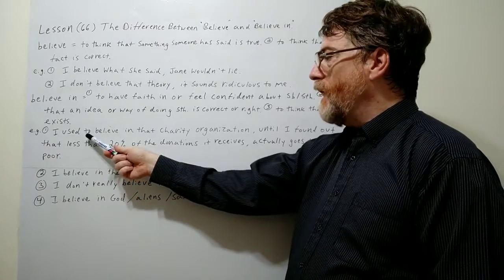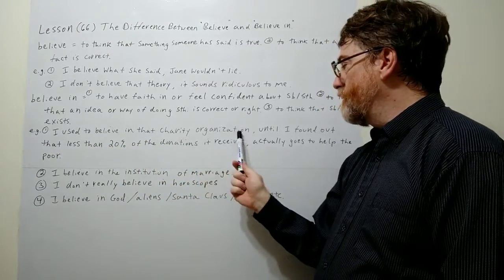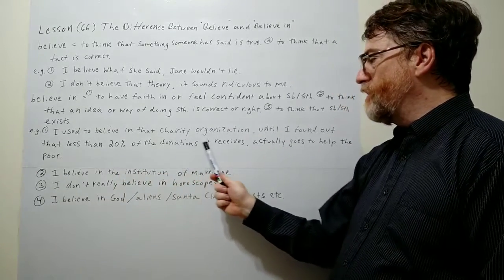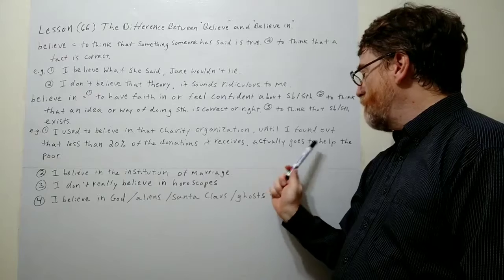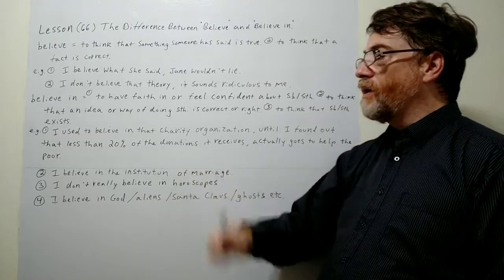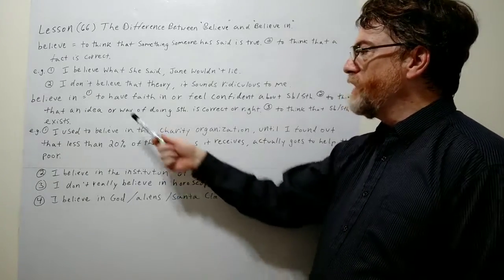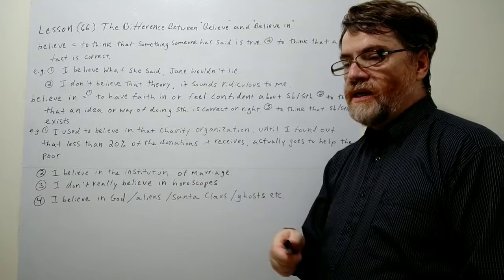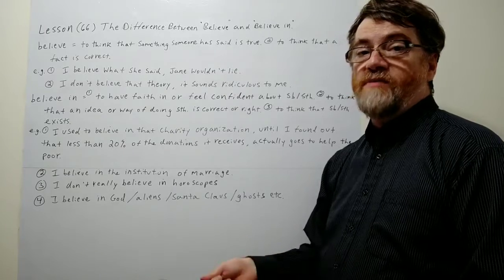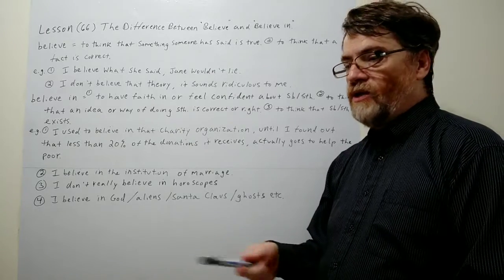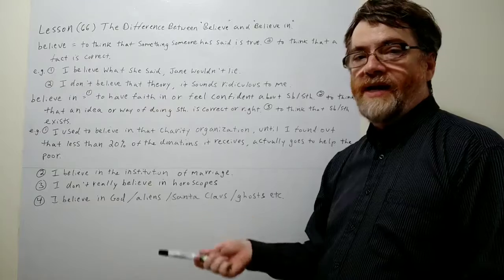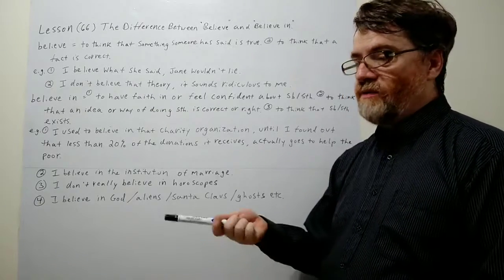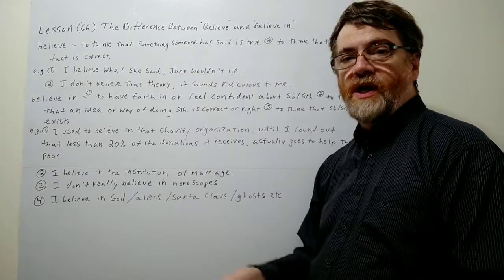But let's look at it. Let's look at the first one. I used to believe in that charity organization until I found out that less than 20% of the donations it receives actually goes to help the poor. So this goes back to the first one of to have faith in or feel confident about. Maybe this charity organization used to have a very famous name for a long, long time. And you thought, oh, they must have their act together. They know what they're doing. They're the ones you should give the money to. And they have the best reputation for the longest time.